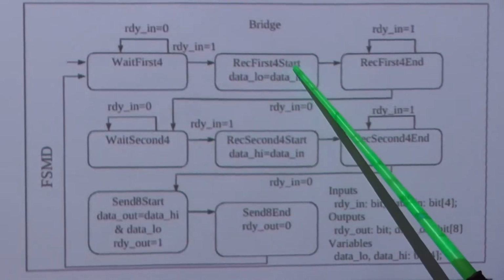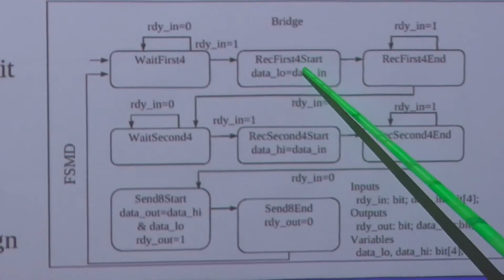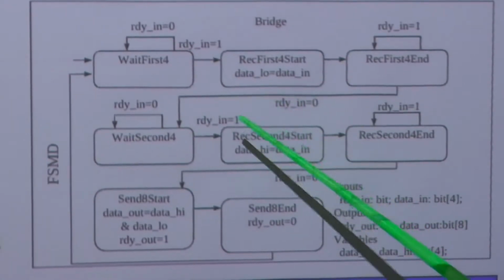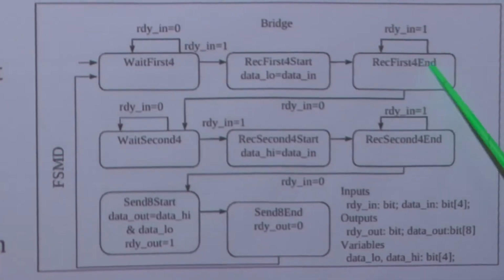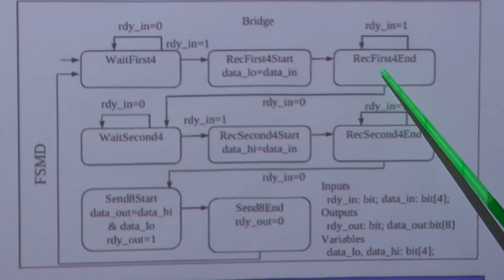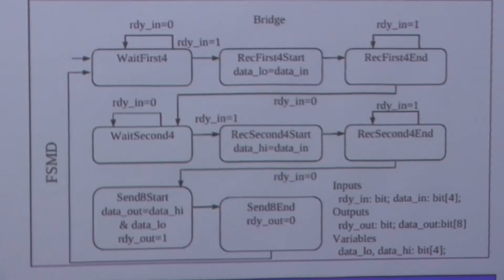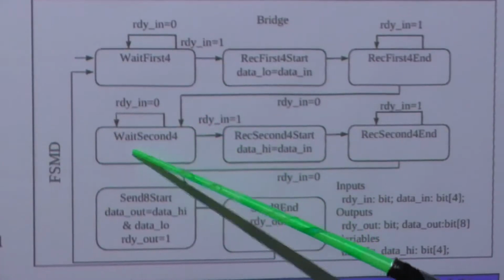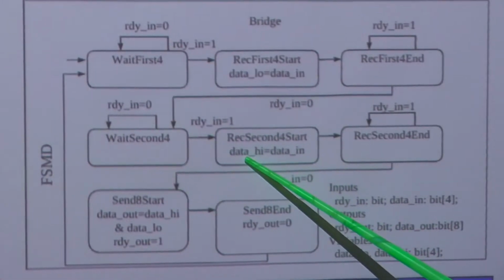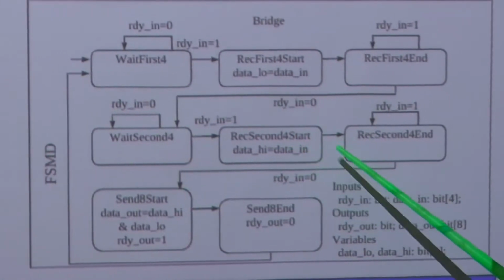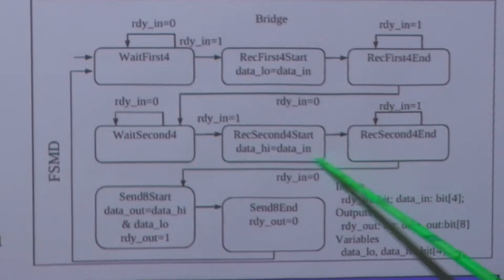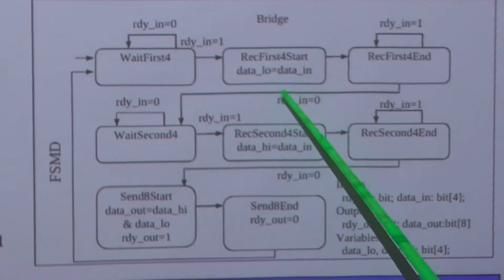When it becomes 1, we enter the next state, assign data in to data low, which is a register, then automatically enter the next state where we're waiting for the ready signal to go low again. As long as it remains 1, we do not accept any more inputs. Once this goes low, we then wait for it to go high again. Once it goes high, we record the value of the input line to data underscore high, which is another register, and automatically enter a second waiting period for the ready signal to go low again. Once it does, we will have received both bits that we need.